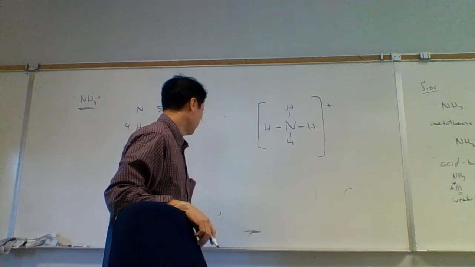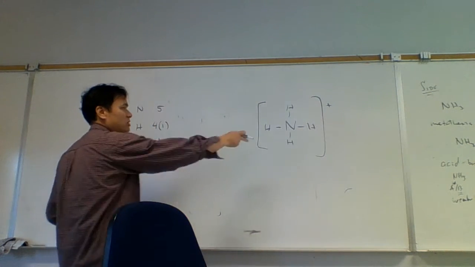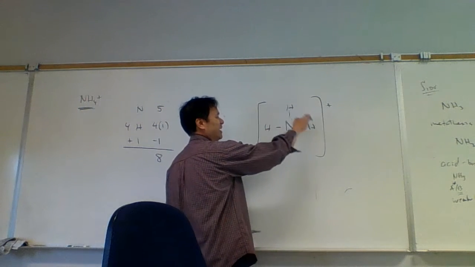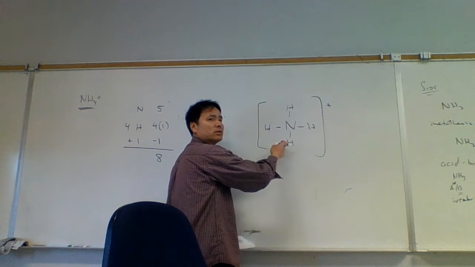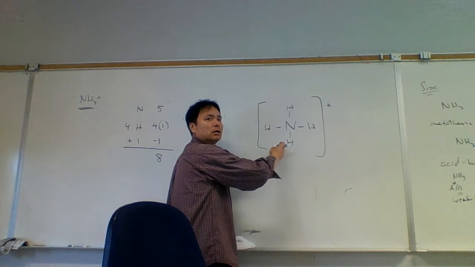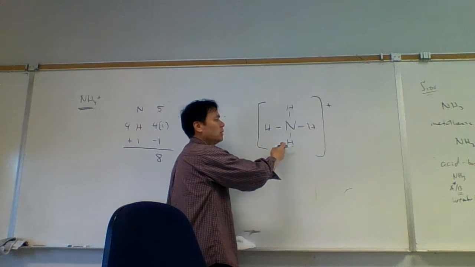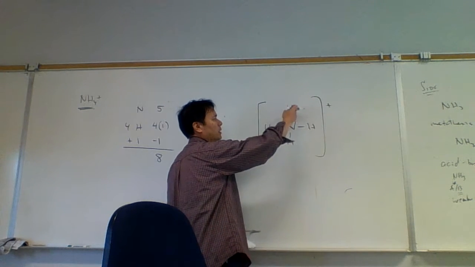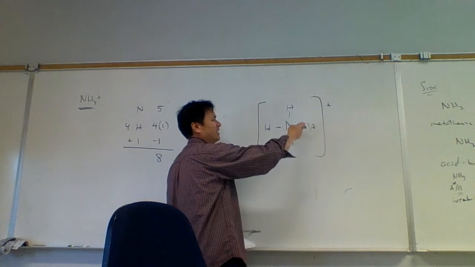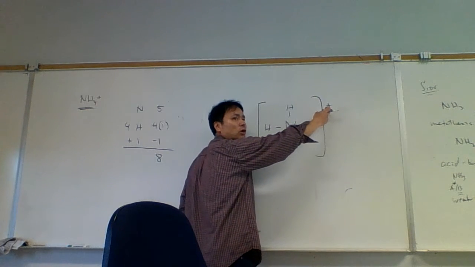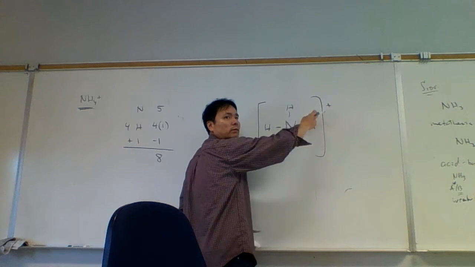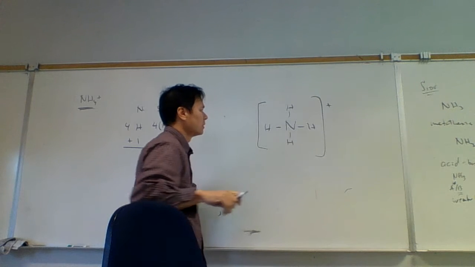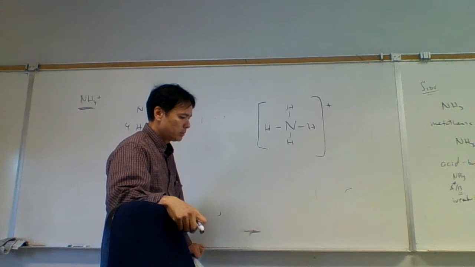But the way we think about this, all the hydrogens are the same here. We can't tell the difference between any of the hydrogens. All the hydrogens are +1, the nitrogen is -3. So with the +1 and the -3, that's going to add up to a net charge of plus 1. Plus 1 and minus 3.